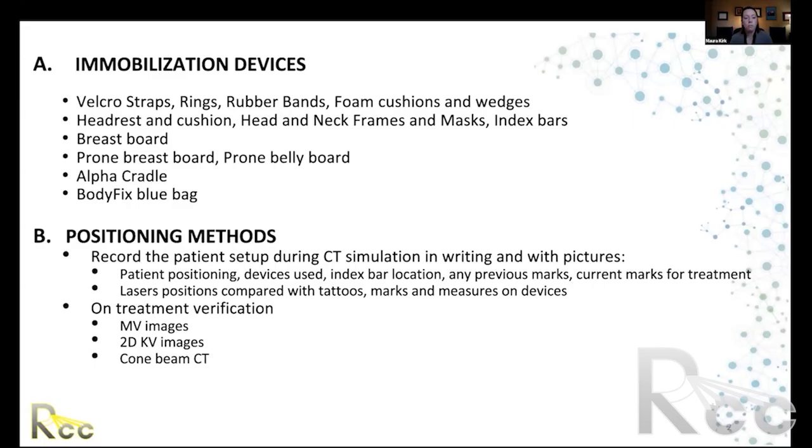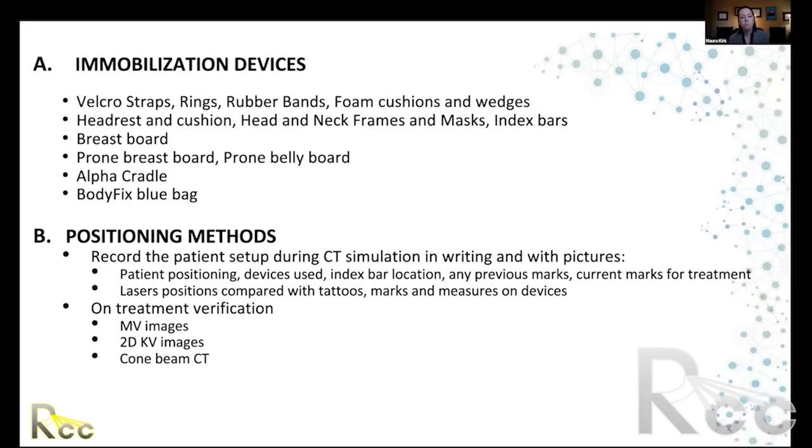And then it's also good to document the laser positions compared with the tattoos. If you can, take pictures showing where the laser is lying with respect to the tattoos that you're making on the patient, and also where the lasers fall with respect to the devices. Some positioning devices have a ruler bar or some indicators on the side, so you can also note where the laser at the isocenter position would fall onto those devices. That gives the treating therapist a lot of information about exactly how the patient was positioned so that they can reposition them.